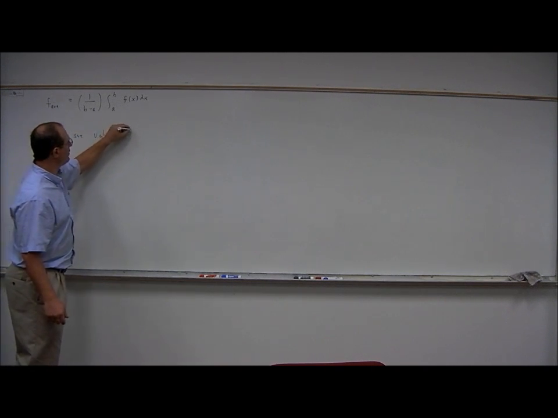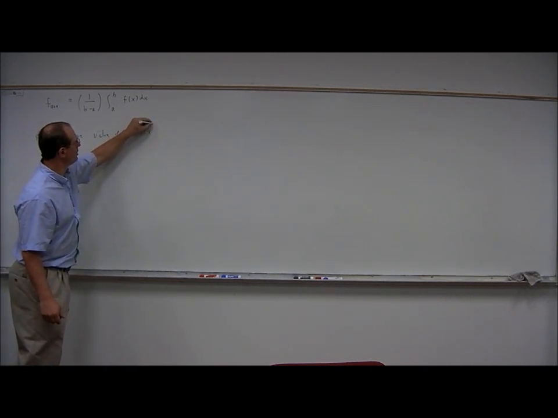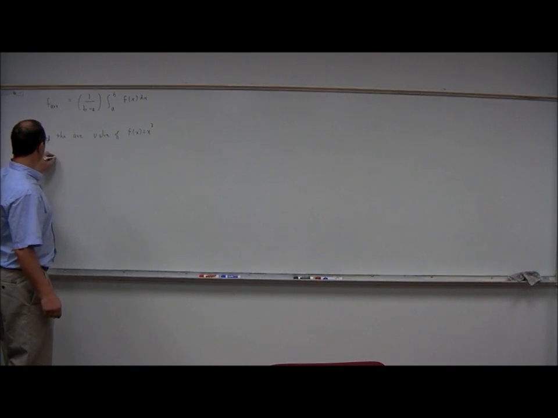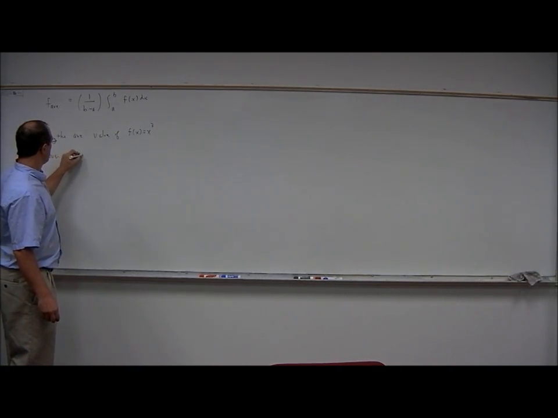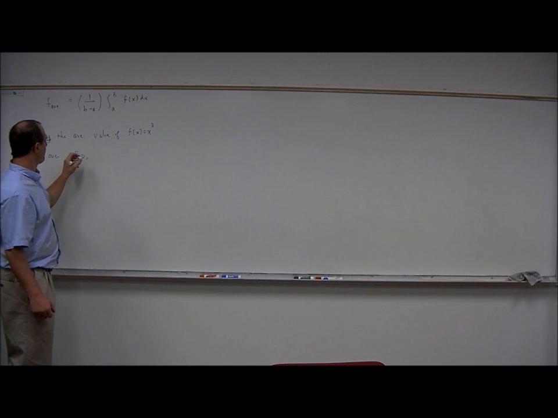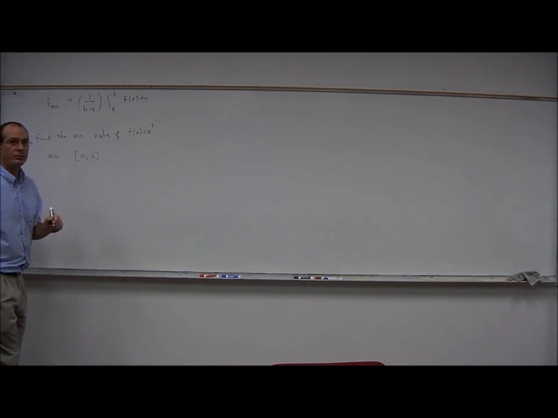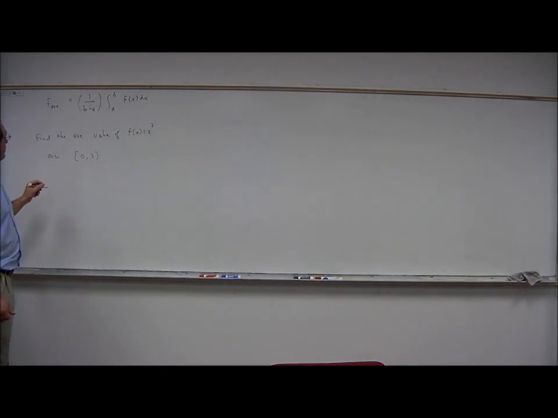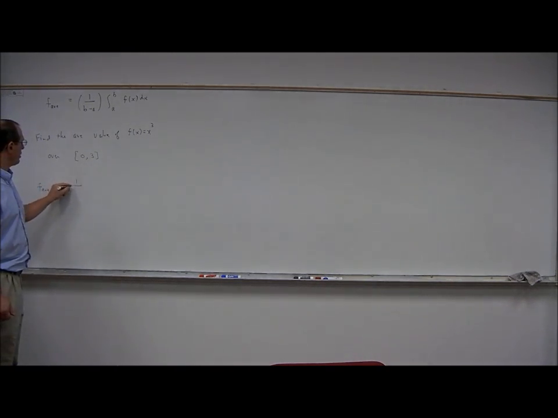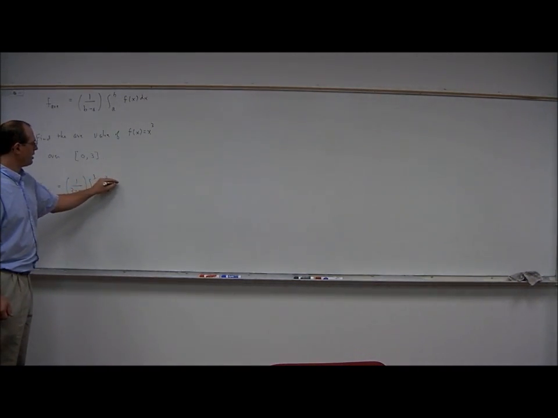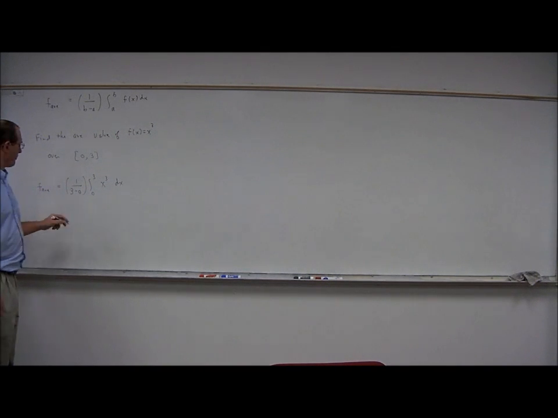So in our example, let's find the average value of f of x equals x cubed over the interval from 0 to 3. So the formula says that the average value will equal 1 over 3 minus 0 times the integral from 0 to 3 of x cubed dx.